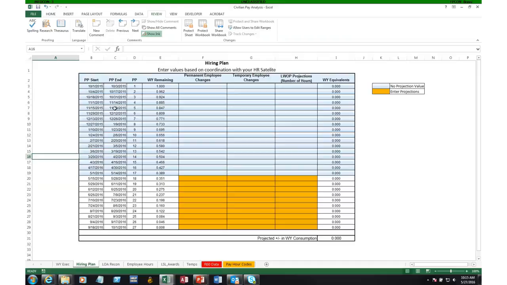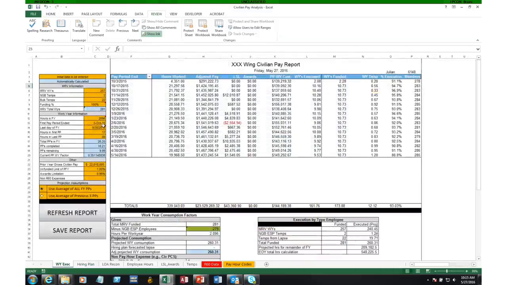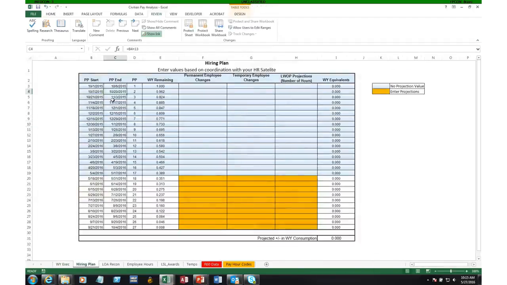So the way this works, the only formula in here is in this top pay period, and it's going to go back to this work year execution tab and find what you plugged in as the first pay period end date. And that's important because that's going to set the rest of this schedule, and they will update for you. So if I were to come back here and change this first pay period date, let's just say it ended for some reason on the 6th, the rest of this updated as well.